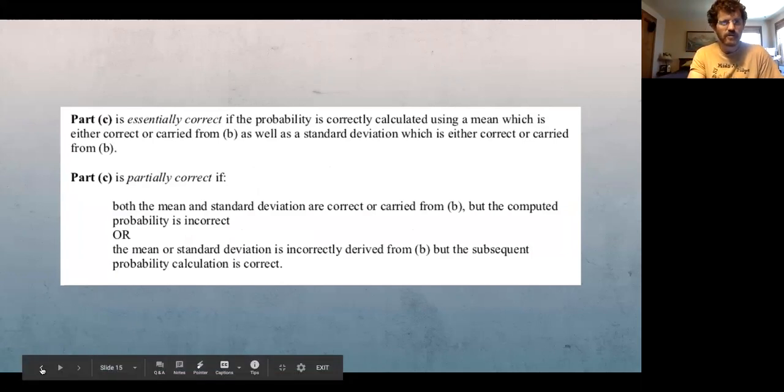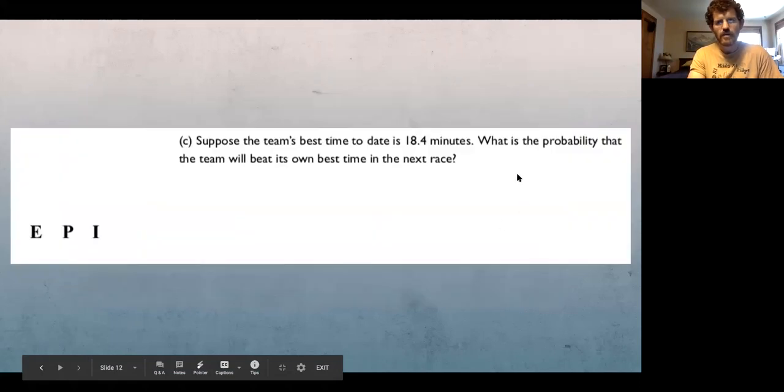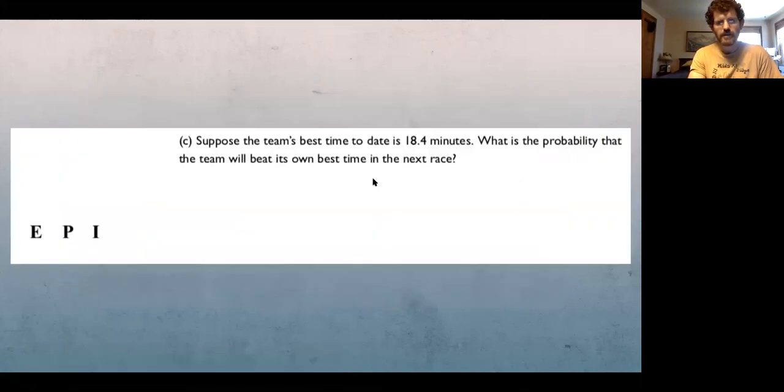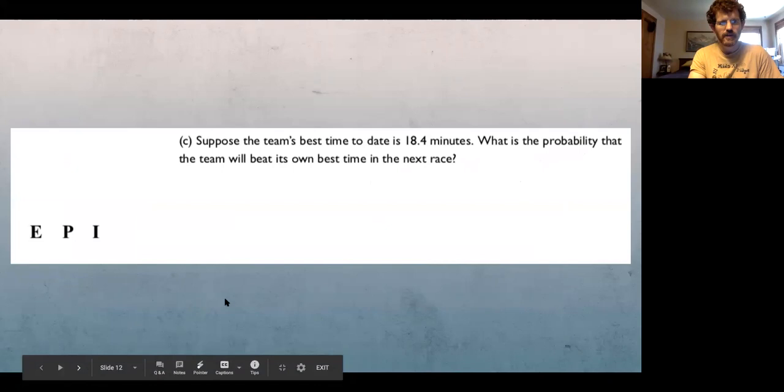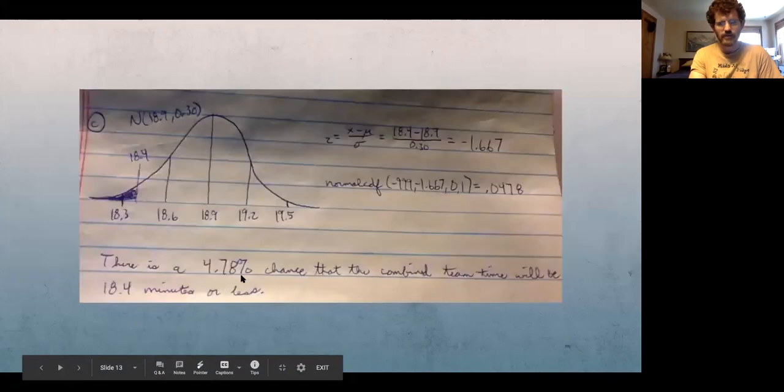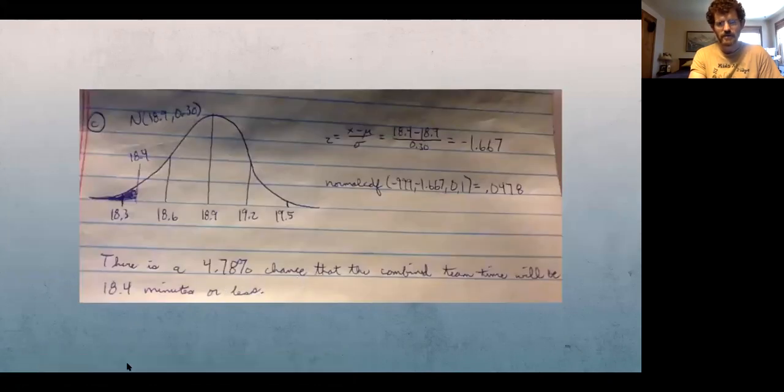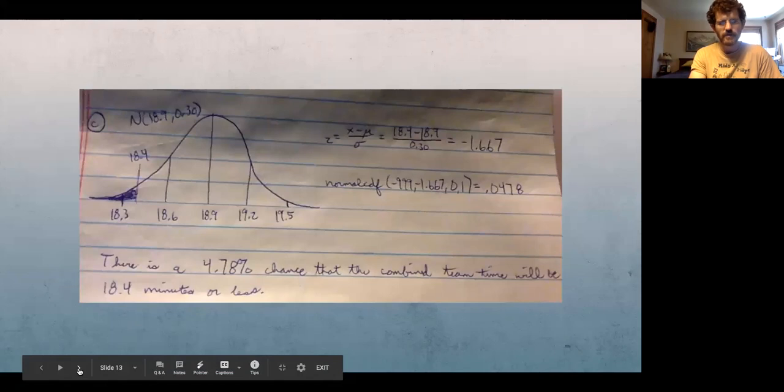And if I go back to this one last time, you can see the question is, what's the probability? And I answered exactly that. There's a 4.8% chance. Or I could have said 0.0478 probability, something like that.